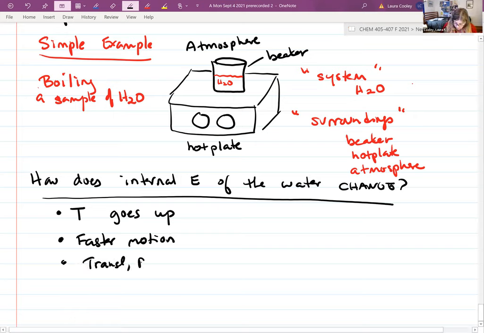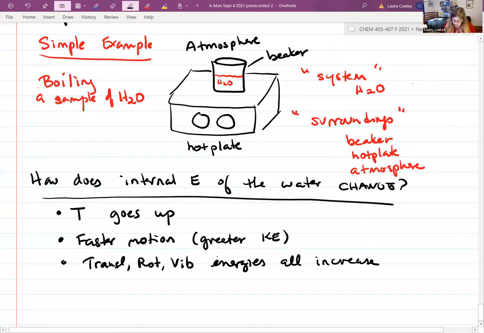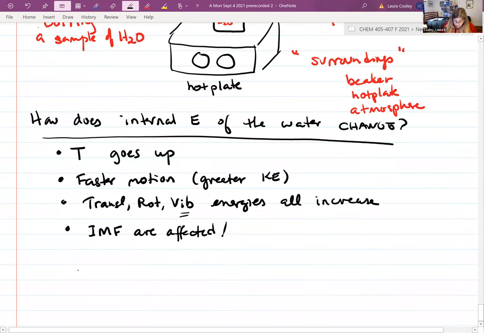Translational, rotational, vibrational energies all increase. So this is a greater kinetic energy. All these different kinetic energies, or vibrational, is some potential energy as well. Also, intermolecular forces are affected. And in water, the main ones are hydrogen bonds again. So let me draw a similar picture to what I just drew. I think that's enough. And we have these hydrogen bonds here.